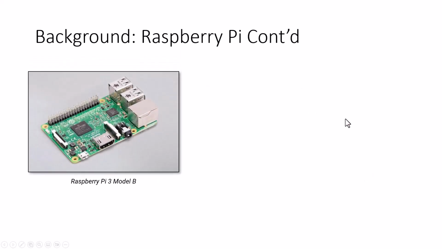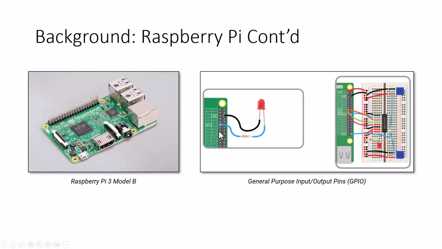Just to show you what a quick picture looks like, they're very small. This is the 3B model that we're actually going to be using today. What's also great about Raspberry Pis is they come with GPIO pins that allow you to connect different pieces of technology and build cool projects and solutions. With these pins, you can connect lights, sensors, cameras, and microphones to collect all different types of data and again build fun projects and solutions.